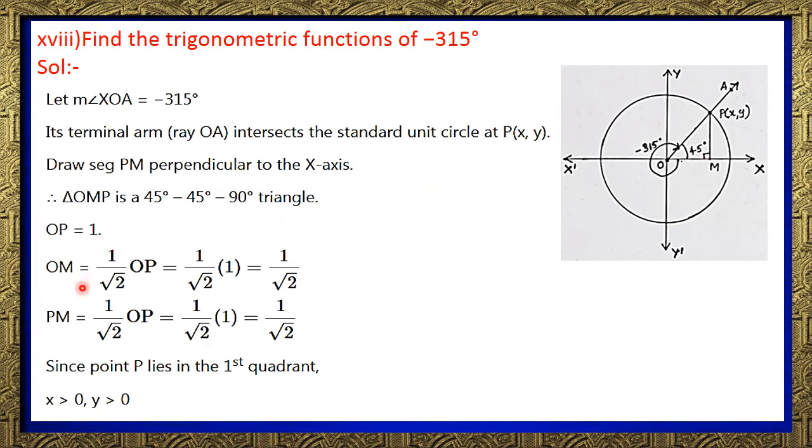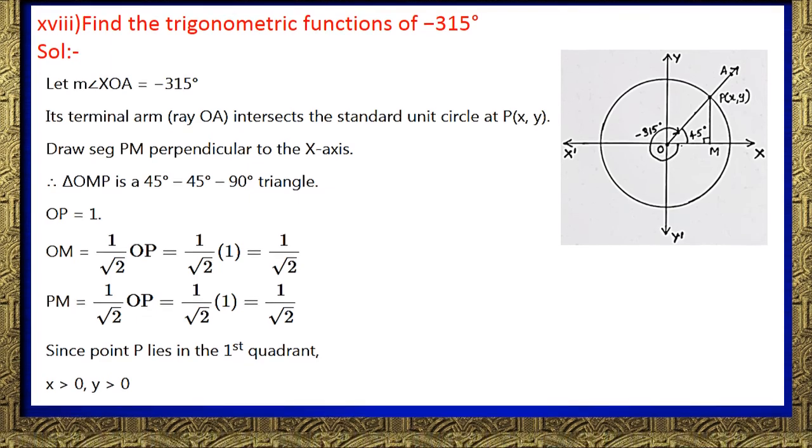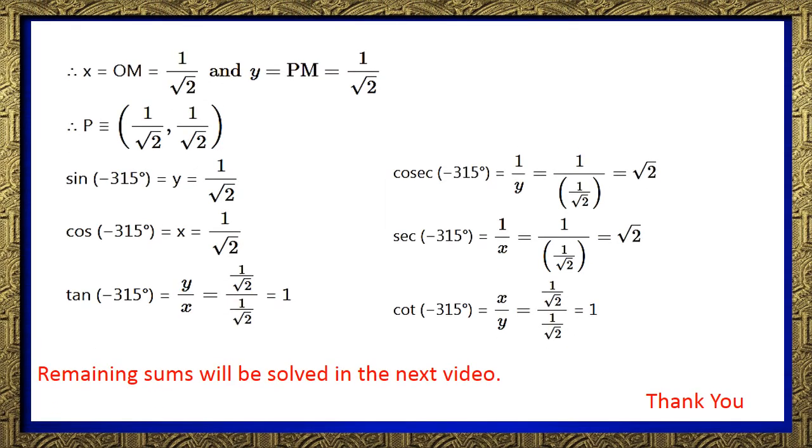Then OM is equal to, that is OM means the side opposite to the 45 degree is 1 upon root 2 of the hypotenuse. That is 1 upon root 2 of 1 is equal to 1 upon root 2. Again PM is also 1 upon root 2 because same, the side opposite to the 45 degree. Now since this point P lies in the first quadrant, we have both x and y are positive. So we will take the coordinates x is equal to OM is equal to 1 upon root 2 and y is PM is equal to 1 upon root 2. Then the coordinates of P are 1 upon root 2 and 1 upon root 2.